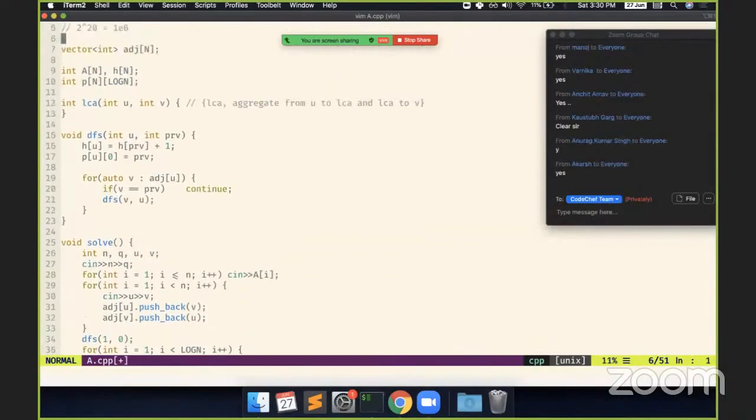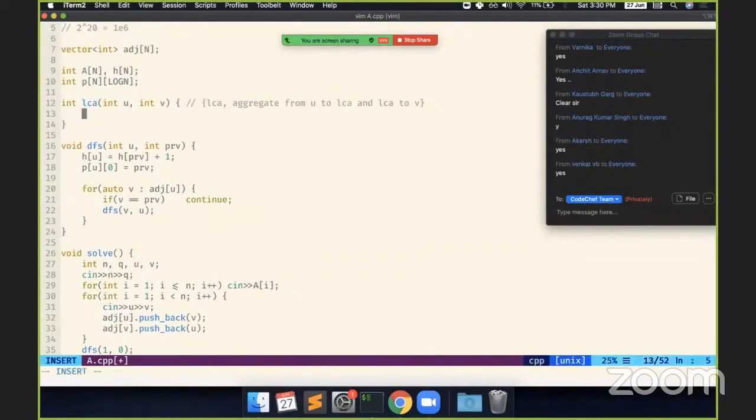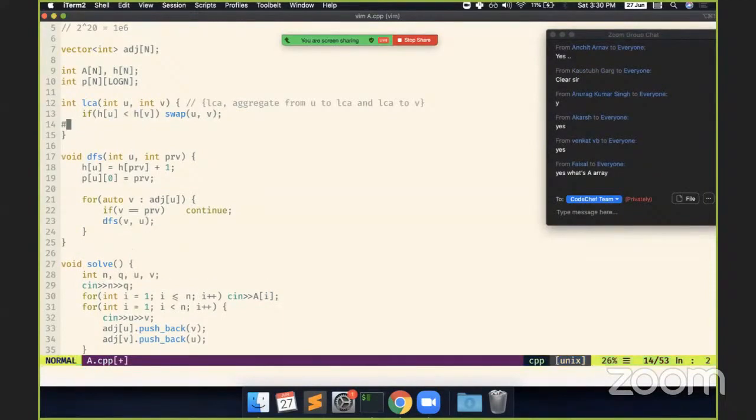Cool. So on the LC array now, you first check, is my height greater than my neighbor's height? If yes, you swap them. Sorry, the reverse. So after this, for sure, HU is greater than or equal to HV.